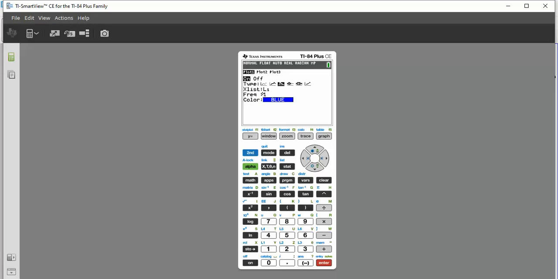All right, so is everybody there? Now, if I just graph this right now, I'm probably not going to see anything. We need to adjust our window. So let's go into the window.